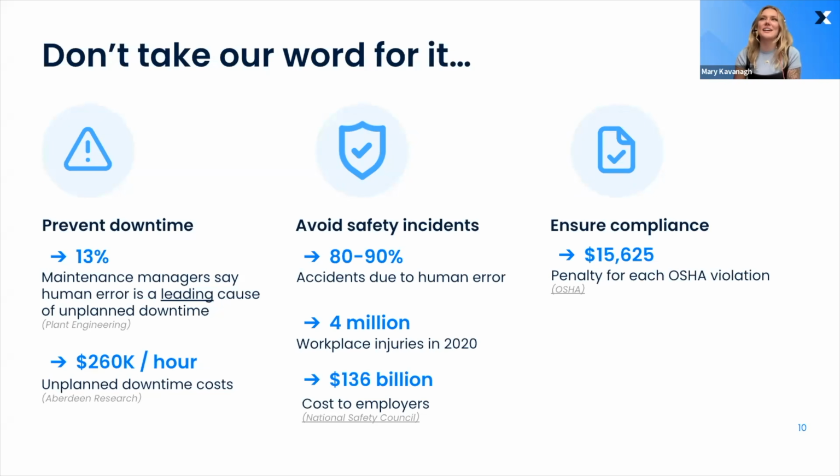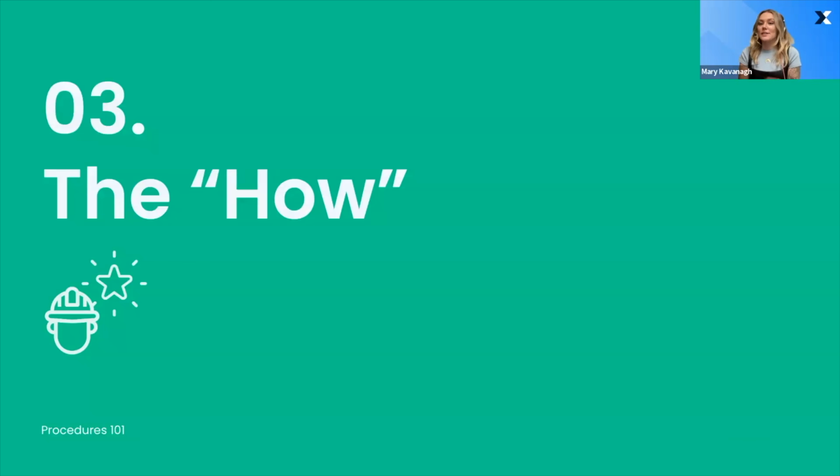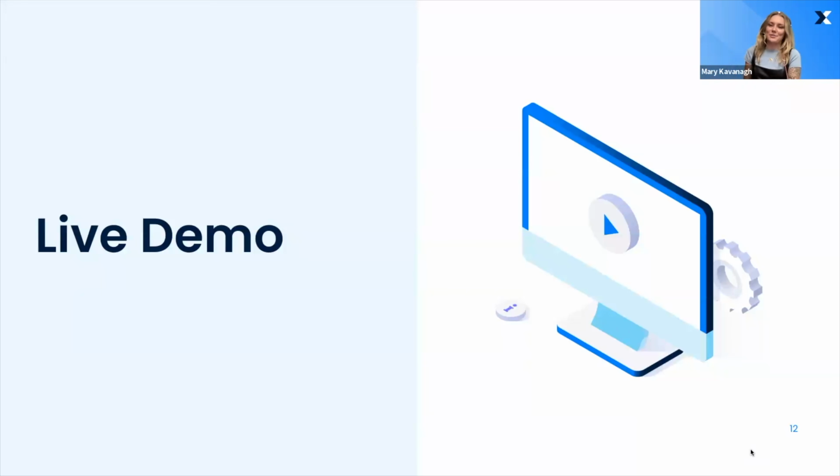And of course, ensuring compliance. Penalty for each OSHA violation, $15,625. So definitely worth using a procedure or two and seeing how they can help you out. So that's great. Hopefully, we're now all on the same page. We want to use procedures, we want to get up and running, but how do we do that? That's a great question, and I'm going to show you. We're going to go through this together right now.